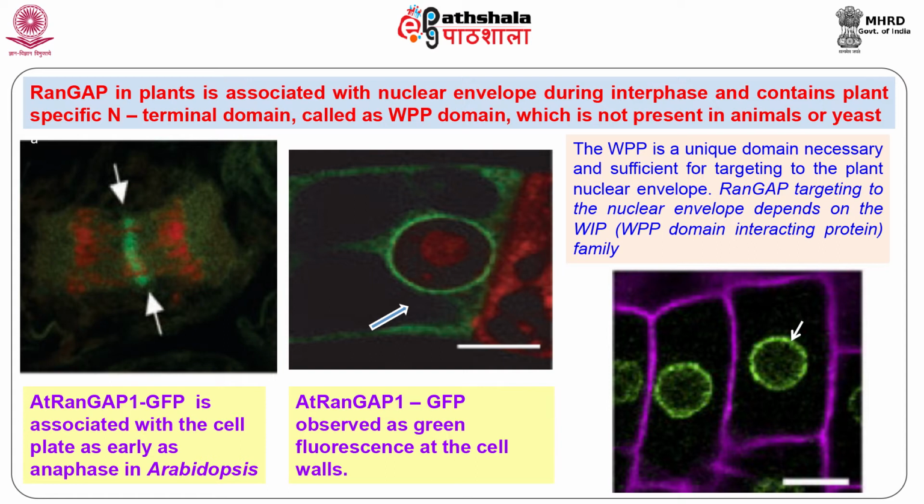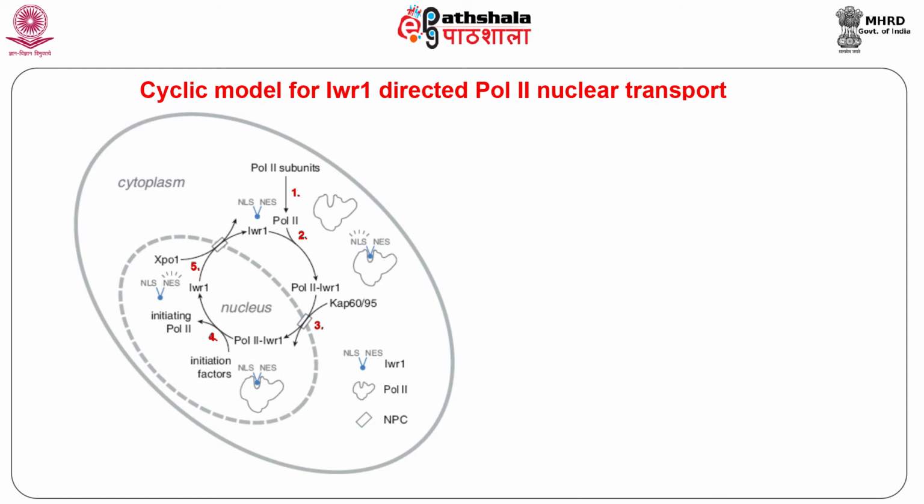In addition to transport through nuclear pores, RAN cycle is crucially involved in assembly of nuclear pore complex, in regulating spindle formation, kinetochore attachment and nuclear envelope assembly during mitosis. The slide shows cyclic model for transport of RNA polymerase II. RNA polymerase II transcribes protein coding genes in the nucleus of eukaryotic cells. The enzyme has 2 large subunits and 10 to 15 smaller subunits.